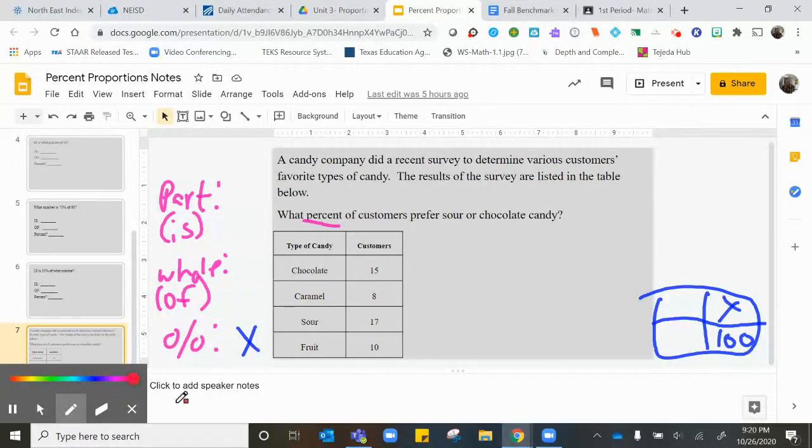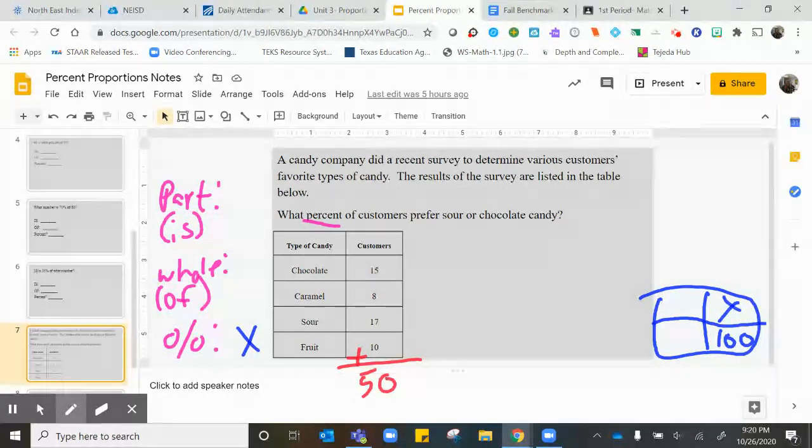Now, how do I figure out my whole? Well, looking at this, I'm going to have to add up all of these to figure out how many customers total I have. So when I do that and I add it all together, there are 50 customers total. So we would say the whole, because it says percent of customers, 50 will go in the bottom left.